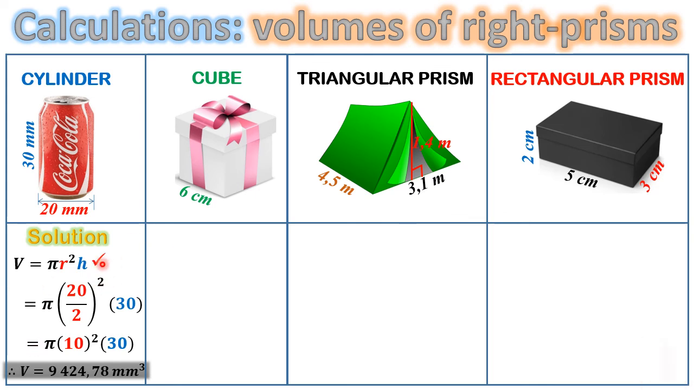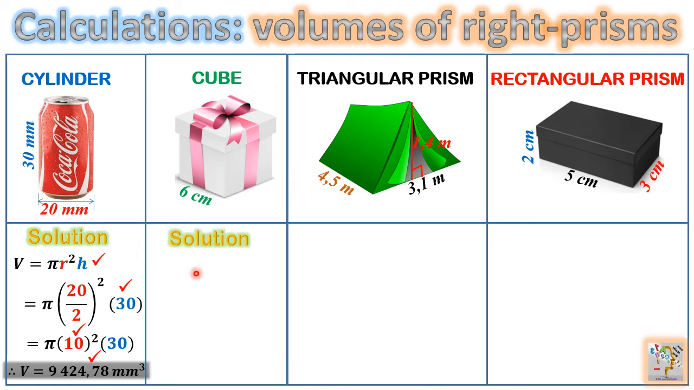You'll get a mark for the formula, and then you get a mark for substituting into the correct formula. You get a mark for the value of the radius, and then you also get a mark for the final solution. Okay. How hard is that? Very simple. Now let's check the volume of a cube.